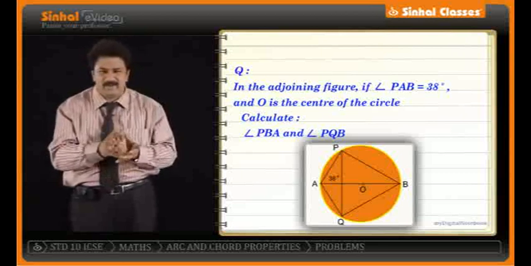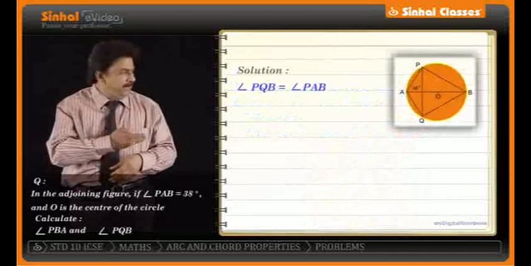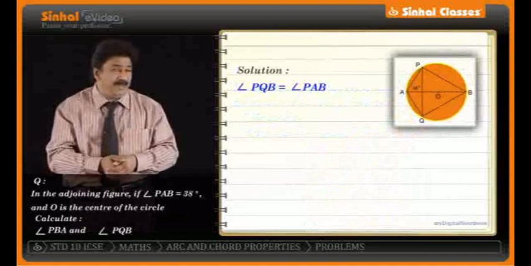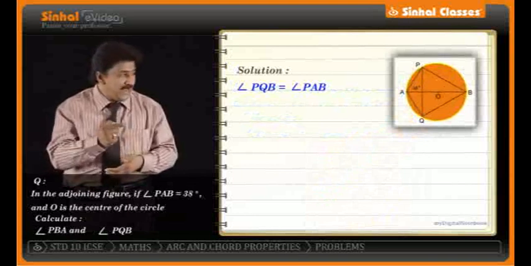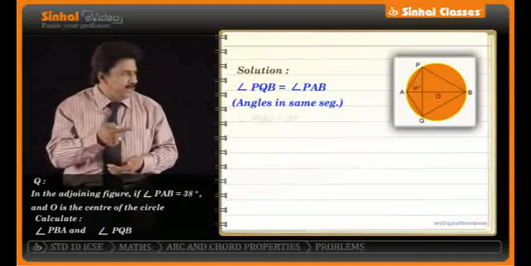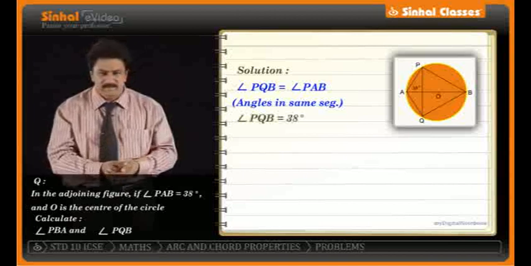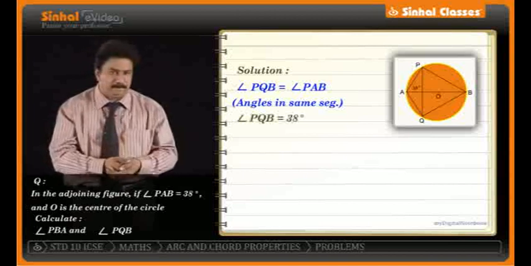It's a very easy sum. It's a very straightforward sum. See, first of all, what will you find? Angle PQB is equal to angle PAB. What's the reason for this? Angles in the same segment. Therefore, what do I get? I get angle PQB equal to what? 38 degrees. Very simple. So one part is over.